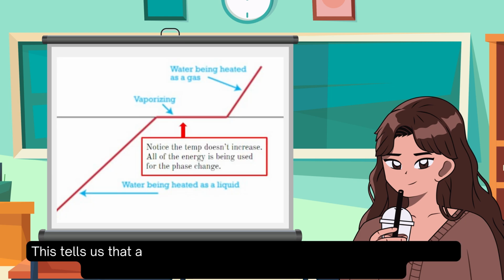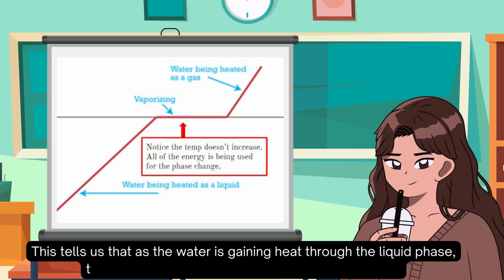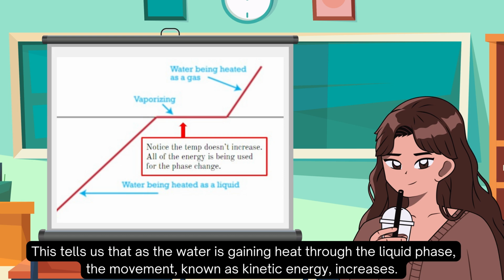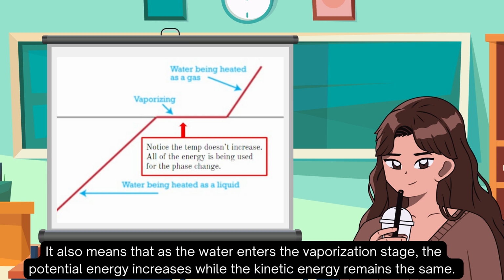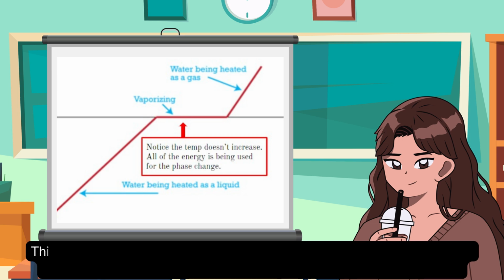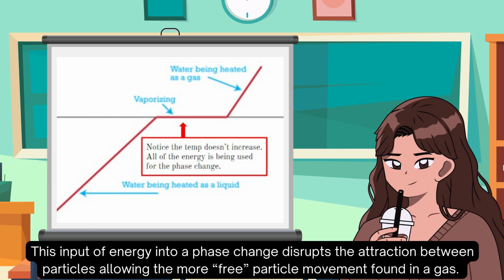This tells us that as the water is gaining heat through the liquid phase, the movement, known as kinetic energy, increases. It also means that as the water enters the vaporization stage, the potential energy increases while the kinetic energy remains the same. This input of energy into a phase change disrupts the attraction between particles, allowing the more free particle movement found in a gas.